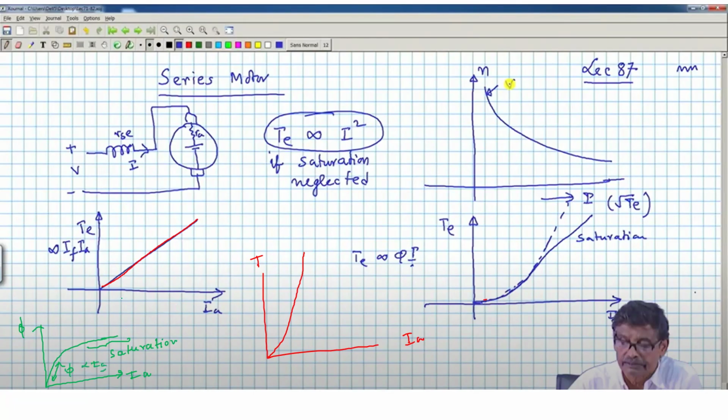So when this is getting saturated, what happens? Before saturation, the torque will be parabolic, proportional to IA square. But as soon as saturation happens, this will now become linear, right? A waveform passing through the origin. So in this region, it will be proportional to IA because flux has become constant. So this is the characteristic of the series motor.